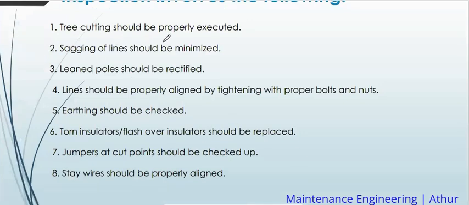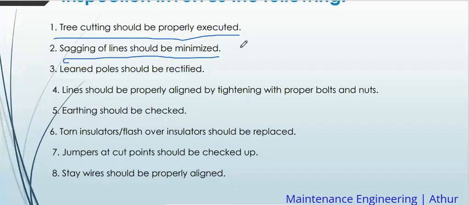Tree cutting should be properly executed. When the trees are growing and you see they should be cleared, sagging of lines should be minimized. That is to maintain the ground clearance, the distance from the conductors to the ground.